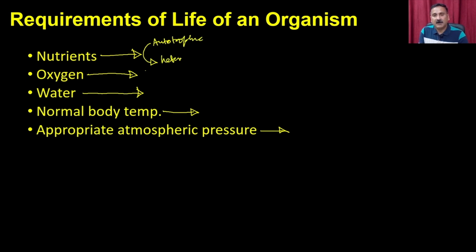The machinery to acquire nutrition in autotrophic nutrition or heterotrophic nutrition is different. Autotrophic nutrition is present in plants, where they acquire energy from the sun, and that is how they carry out the chemical synthesis of molecules.